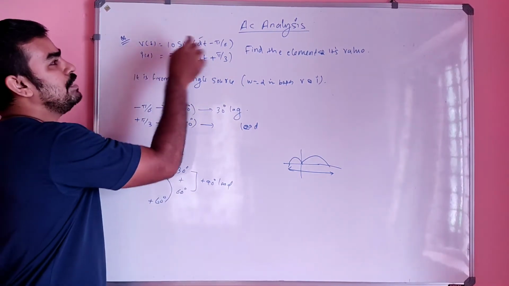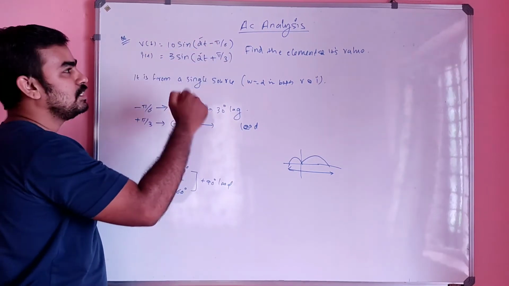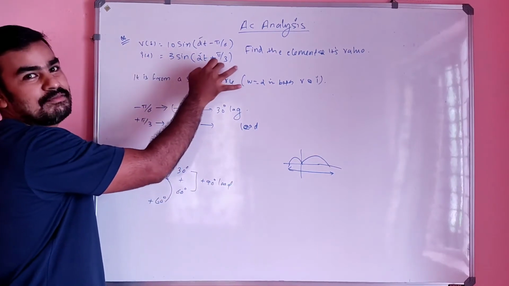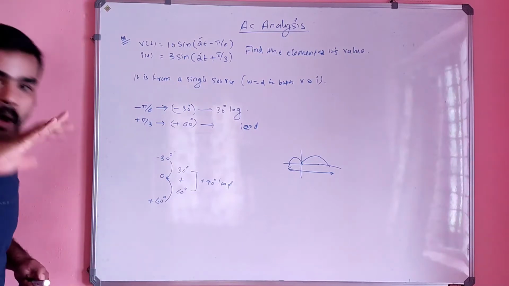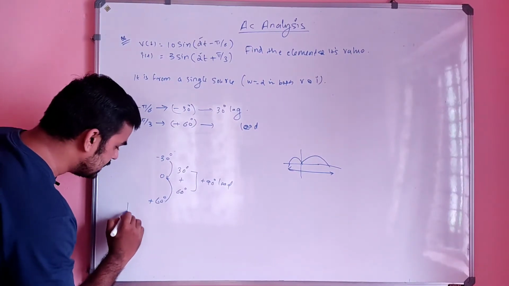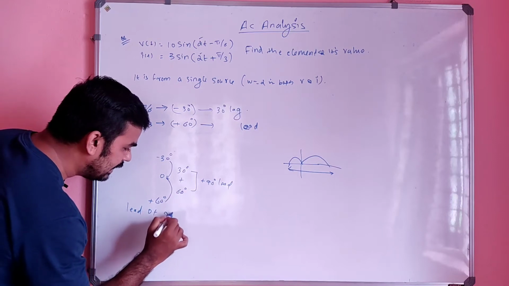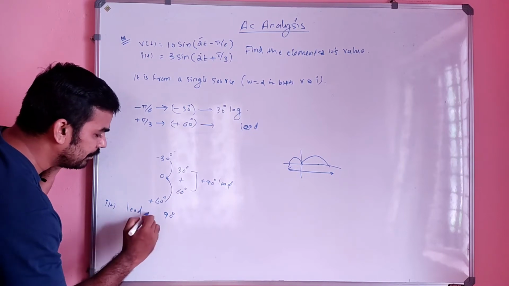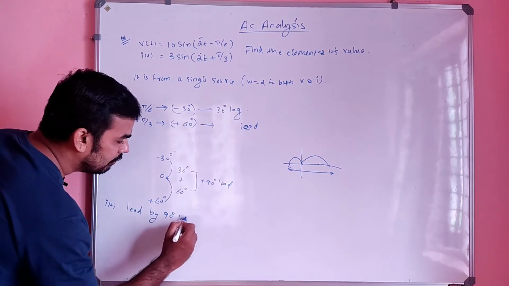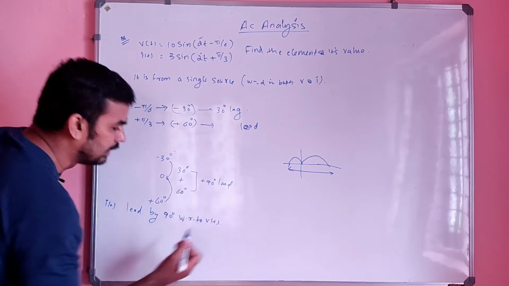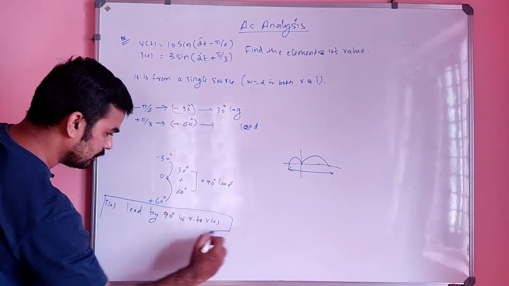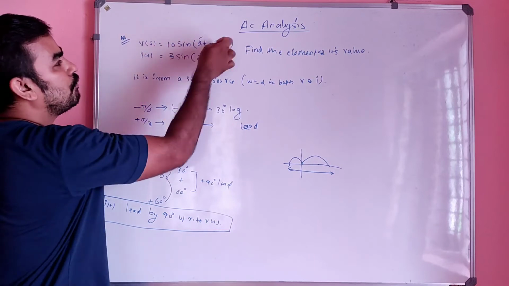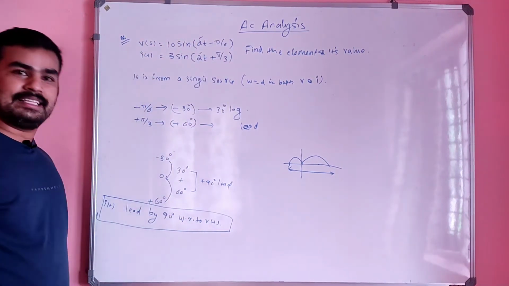It has to lead in order to reach this I of t, right? Correct? That means V of t value should attain plus 90 degree in order to reach this I of t value, plus pi by 3. That means total there is a lead of 90 degree, or you can say I of t leads by 90 degree with respect to V of t. Correct or not? That means I of t leads V of t by what angle? 90 degree.